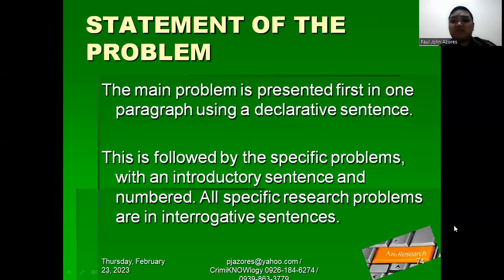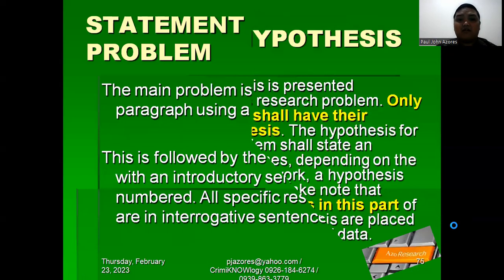The main problem is presented first in one paragraph using a declarative sentence, and that is the title, which will be written in a paragraph and declarative sentence. That's the main problem. This is followed by the specific problems with the introductory sentence and numbered. All specific research problems are in interrogative sentence. Class, the main problem is our title, and the specific problems are the SOP, or the statement of the problem.